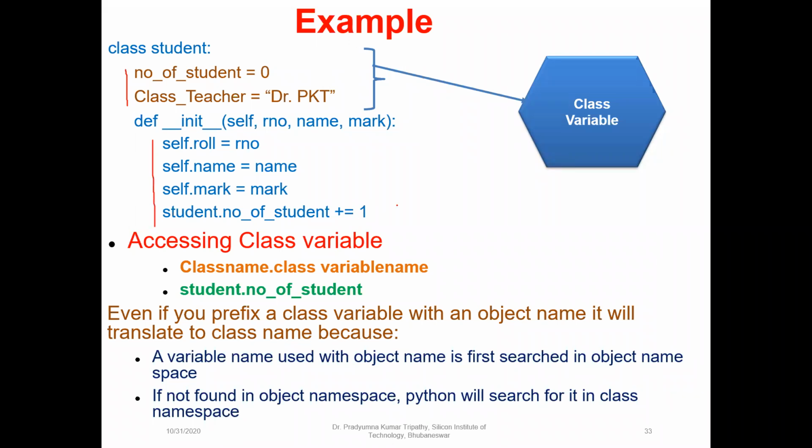Oh yes, very good. If you are defining inside the __init__ with self, see, I am not writing self over here for these two, so these are class attributes, whereas the ones with self are your data attributes. To access a class variable, we write the class name and the variable name, like Student.number_of_students, which will print how many students there are. Even if you prefix a class variable with an object name, it will translate to the class name.